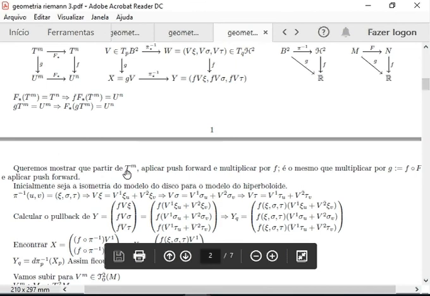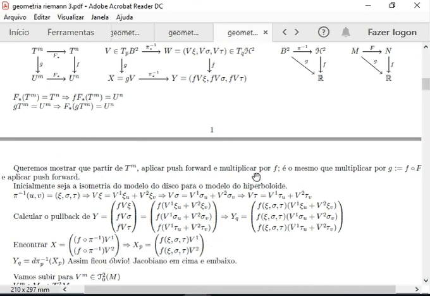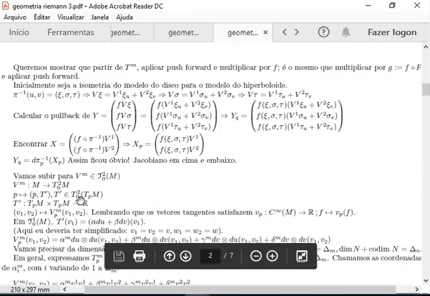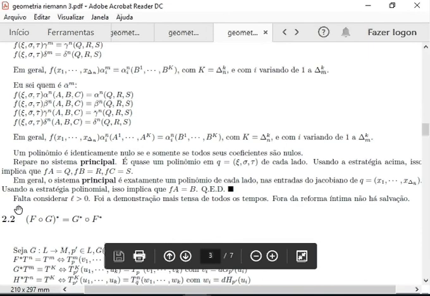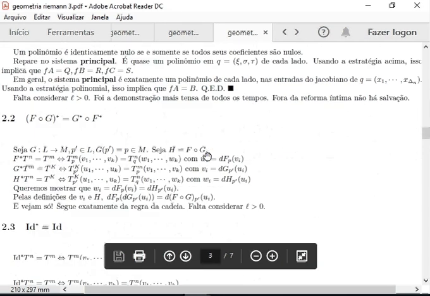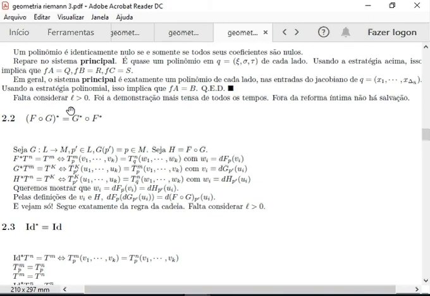We begin at Tm. We apply push forward and multiply by F. It's the same as multiplying by G and applying push forward. What happens if L is greater than 0? Out of this formal reform, there is no salvation at all. This is an exercise. L greater than 0.